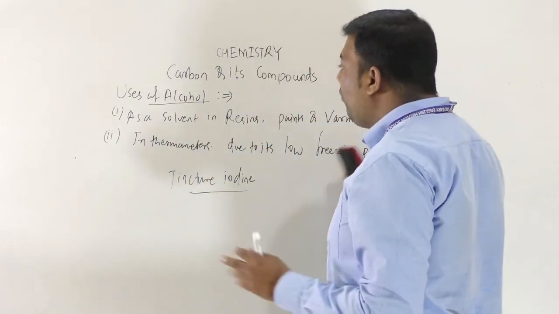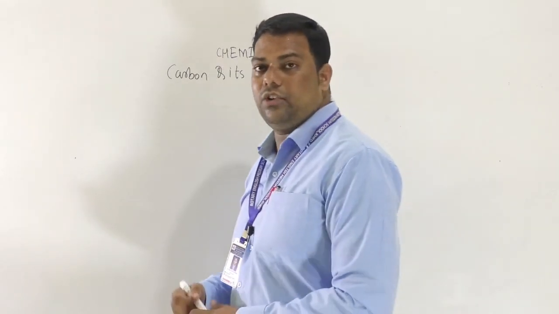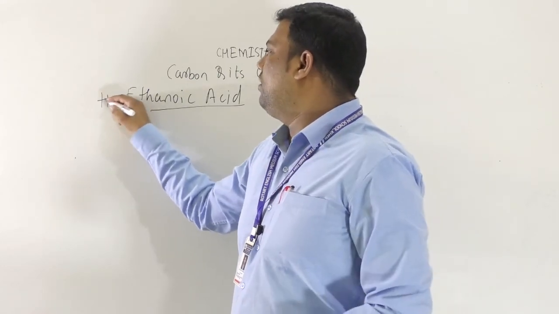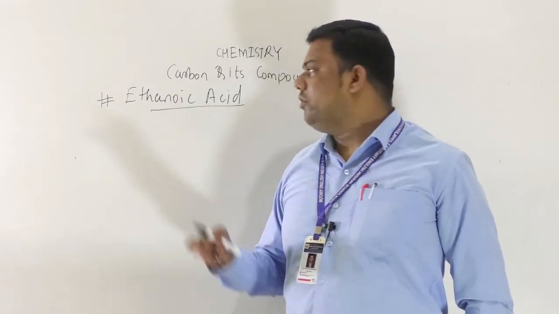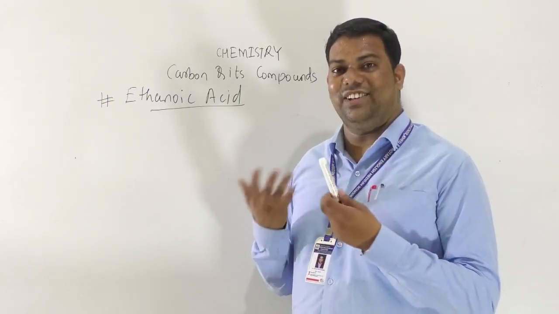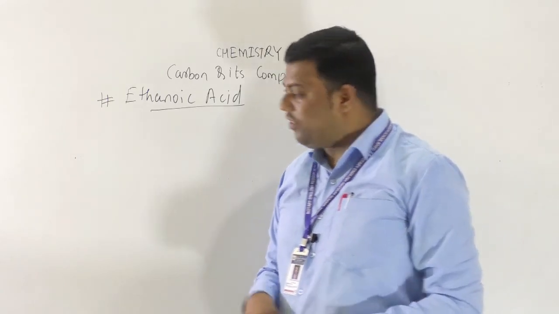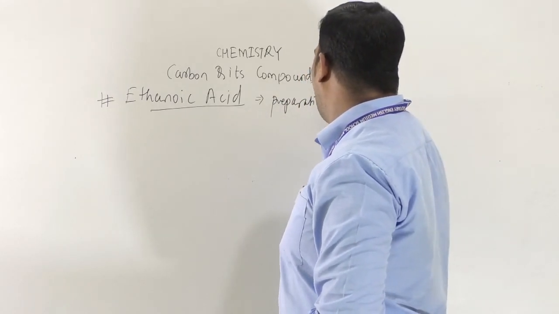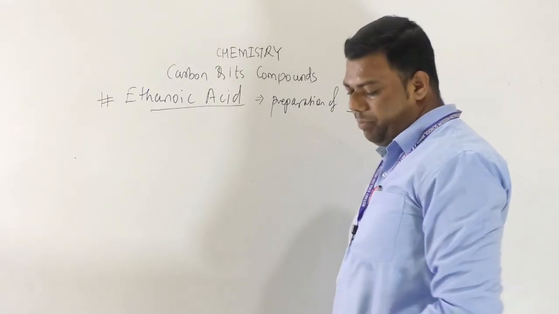Okay. Now we will discuss ethanoic acid. First we covered ethyl alcohol, ethanol. Now it's time to discuss ethanoic acid. It is widely used as vinegar, and we can use ethanoic acid as a preservative also. So we will start here with the preparation of ethanoic acid, vinegar, or we can say acetic acid. Preparation of acetic acid.